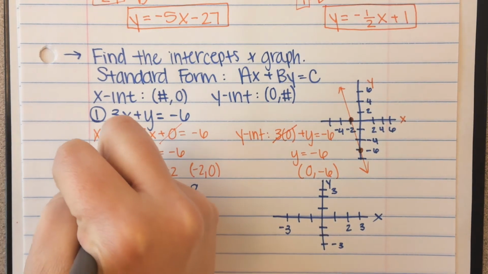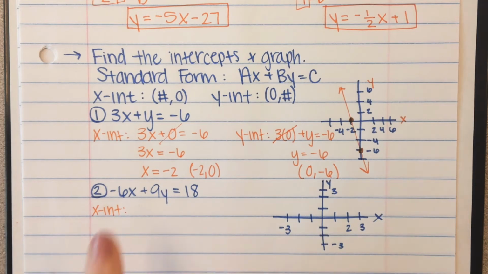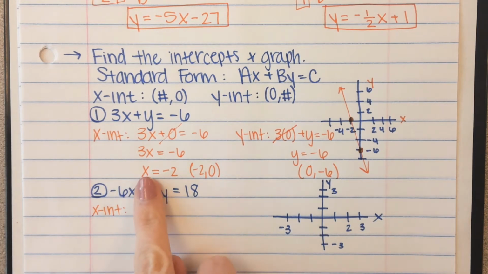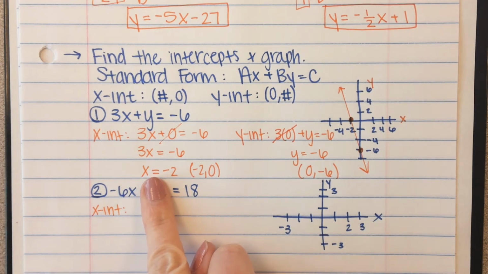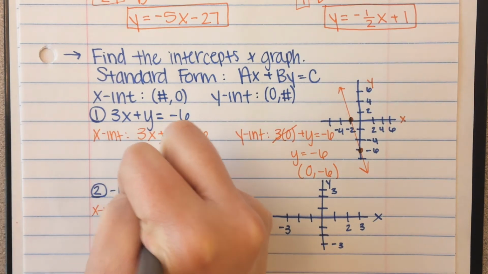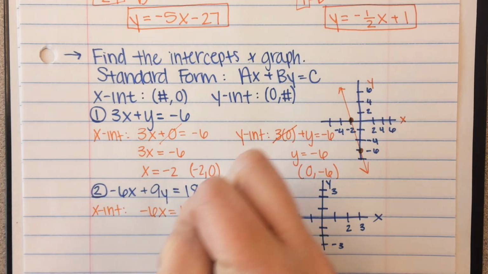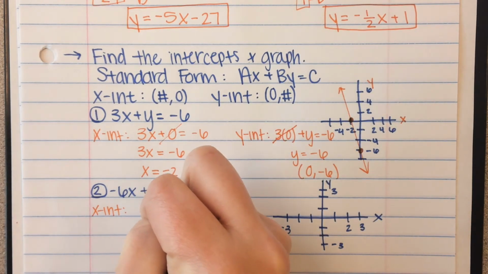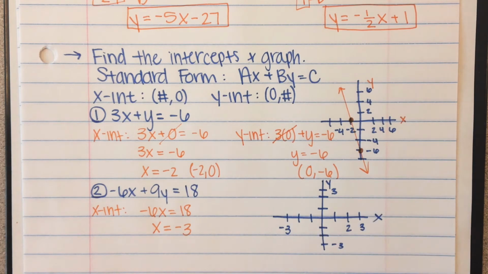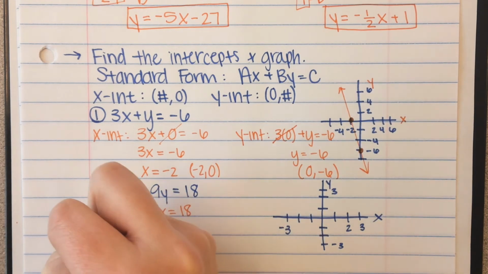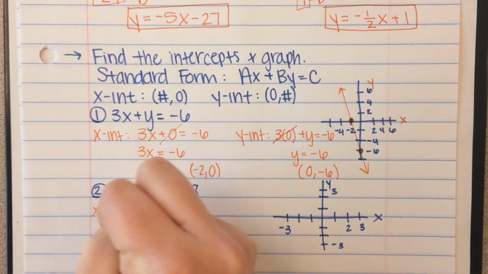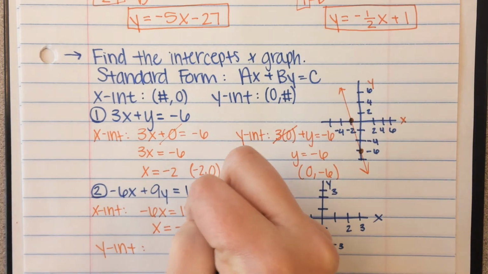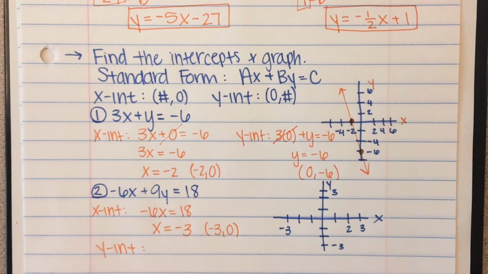So I'm going to find the x-intercept first. So for the x-intercept, I know that the y is going to disappear. It's going to cancel out. So that leaves me with negative 6x equals 18. I divide both sides by negative 6, and I get x equals negative 3. And my ordered pair, sorry, is negative 3, 0.